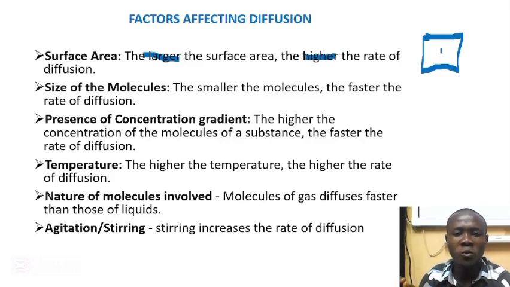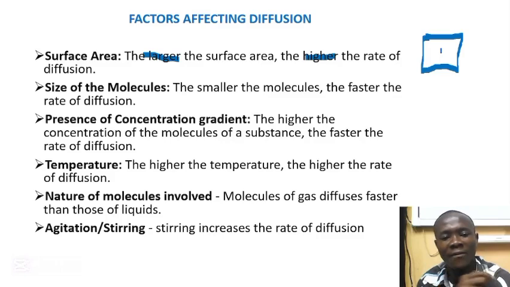That tells us also that the higher the temperature, the higher the rate of diffusion. And also the nature of the molecules involved. Molecules of gases diffuse faster than those of liquid. This one is clear. If you spray air freshener here, I'm going to use air freshener as an example, it will move faster. But if I pour water here, for it to move to the other part, it will take a long time for it to move.